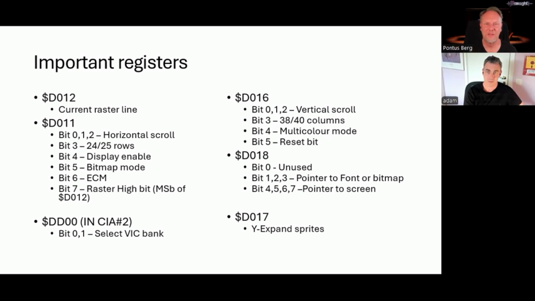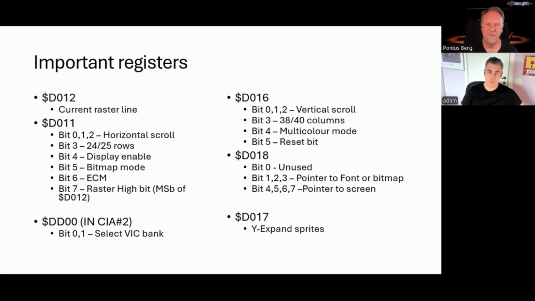Forget about that. Remember all the other ones, but don't spend time remembering that one. So D018 is a really flexible register. One nibble is the pointer to the current screen, that would be the high 4 bits. Then you have the lower 3 bits, not bit 0 because it's not used. It's bits 1, 2, and 3 that point to the current font, or to the bitmap, right?